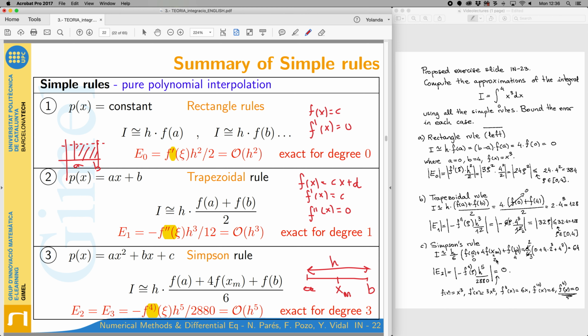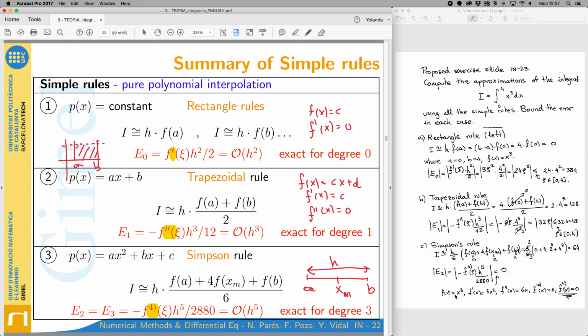Xm in this case is 2, yeah? Because a is equal to 0, b is equal to 4, the intermediate point is 2. So xm is equal to 2. We do all the calculations and we get 64 that you can verify, but this is the exact value of the integral. And in fact, when we compute the error using the formula here of the integration error for Simpson's rule, you see here we have a fourth derivative.